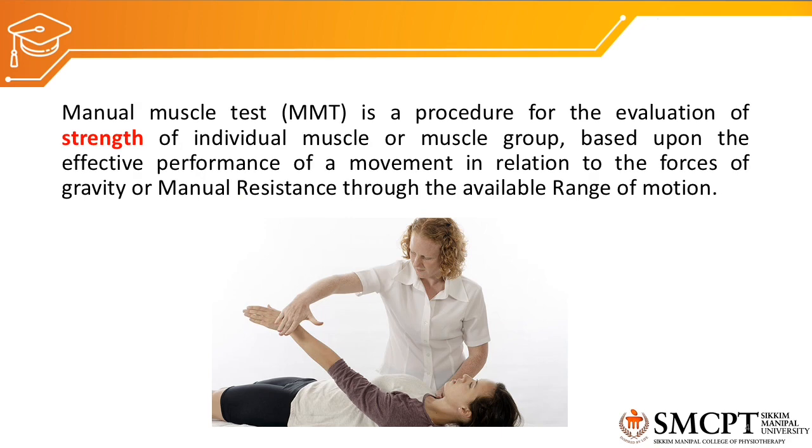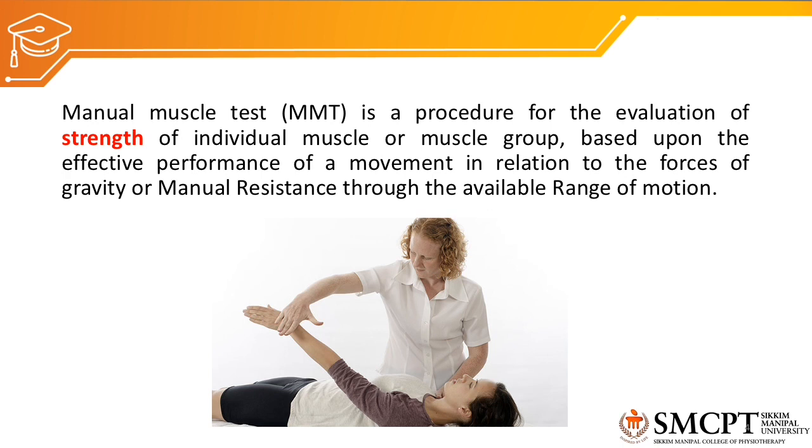So manual muscle testing, or also called MMT, is a procedure for the evaluation of strength of individual muscle or muscle group based upon the effective performance of a movement in relation to the forces of gravity or manual resistance through the available range of motion. So basically, manual muscle testing is nothing but the procedure to know the level of strength of the muscle. Another important point we need to remember is gravity and manual resistance.